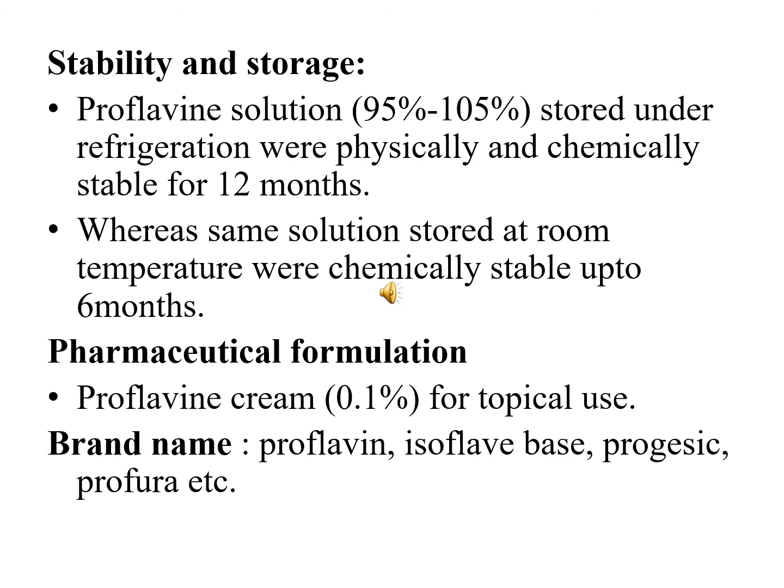Then comes the stability and storage. Proflavine comes in solution form, that is 95 to 105% solution. If stored under refrigeration, it is physically and chemically stable for 12 months. But if the same solution is stored at room temperature, then it is chemically stable up to 6 months. After that it will start degrading. So for longer time preservation, longer storage, it can be stored in the refrigerator.